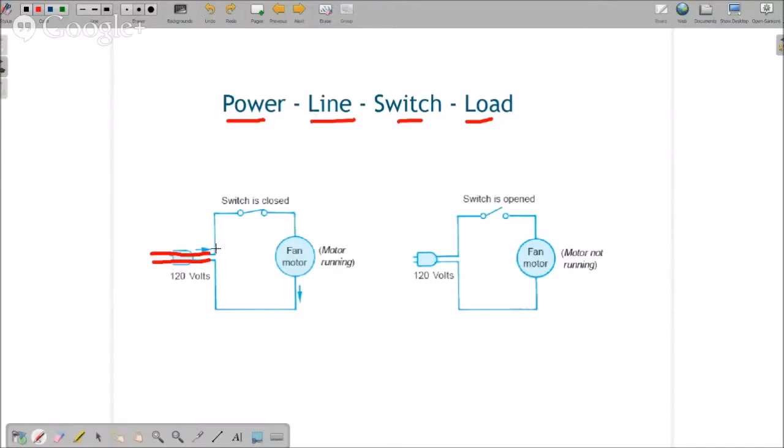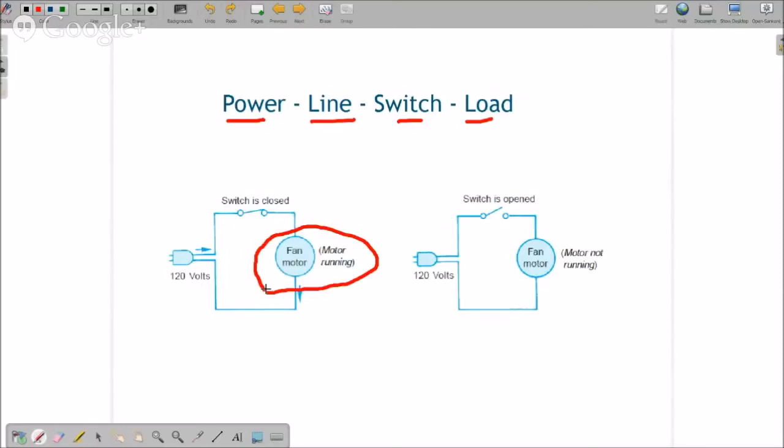The line refers to the wiring in the circuit. And then, you have a switch, and there's different kinds of switches in our equipment, but whatever type of switch it is, there always will be at least one. And then we have what's called the load. The load in this instance is the fan motor.